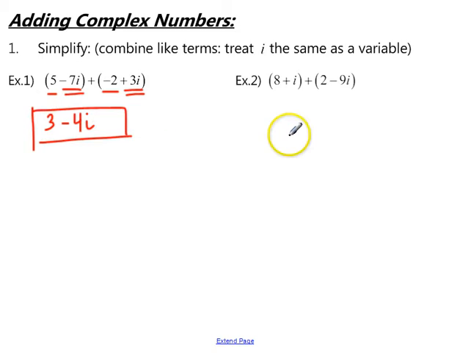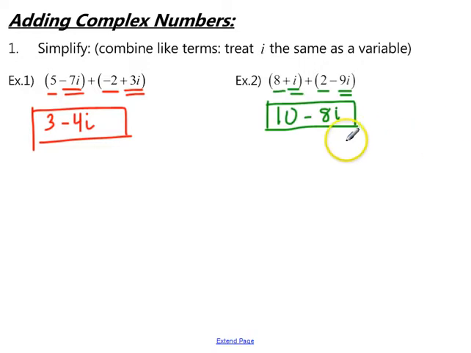I want you to go ahead and pause, try example 2, and check back with me when you're finished. Hopefully your answer was 10 minus 8i.